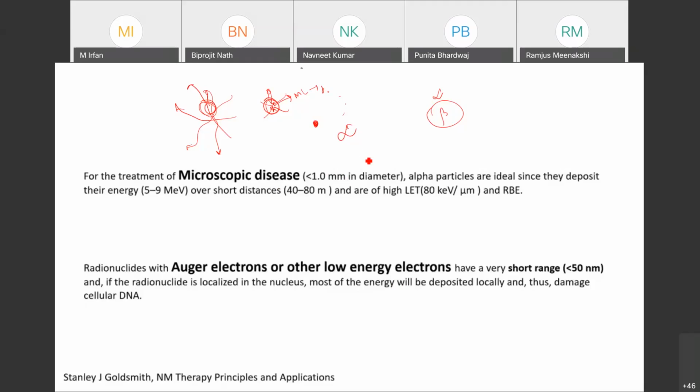And if you have a combination of microscopic and macroscopic disease, go for alpha and beta emitting radionuclides in combination. By alpha you will treat the smaller one, and by beta you will treat the larger one.